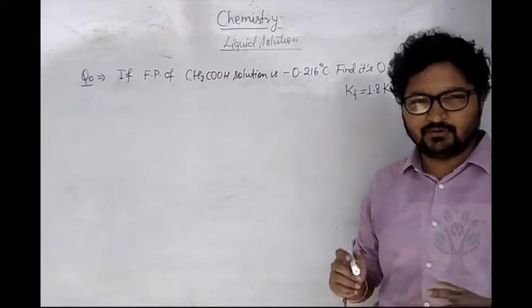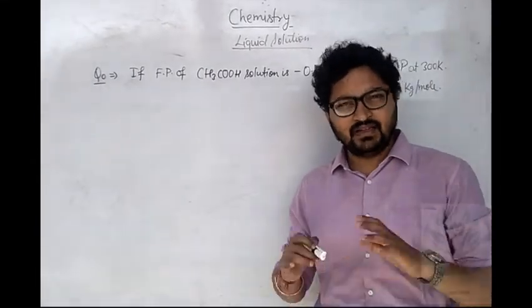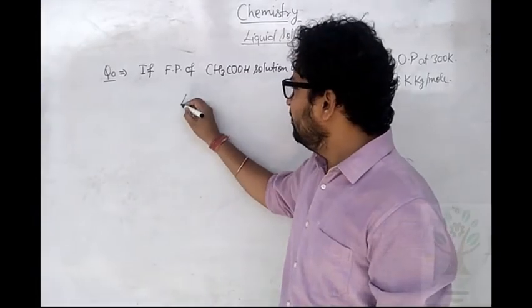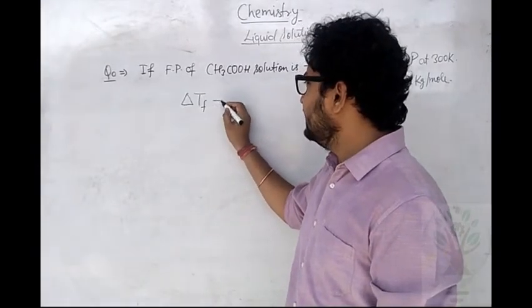Data for KF is given to us. Pause the screen, give it a try. Now let's see how we can solve it. I hope by delta of freezing point you can find delta TF.